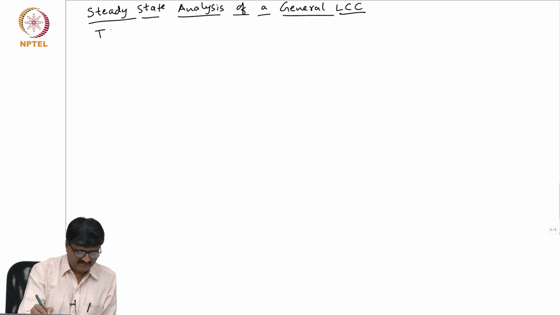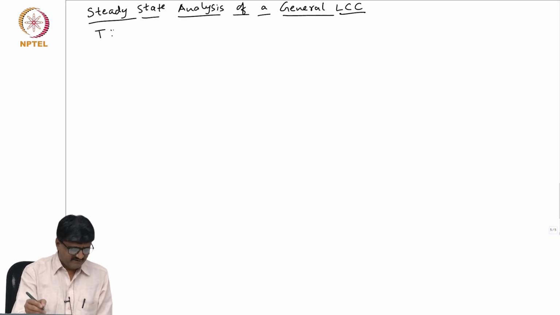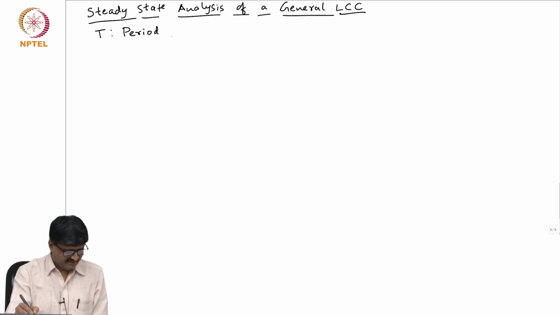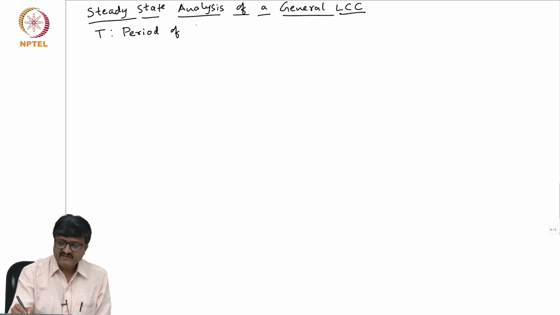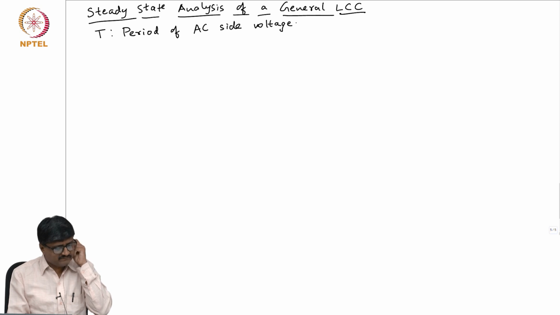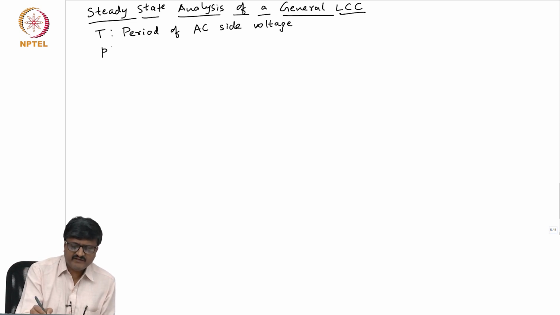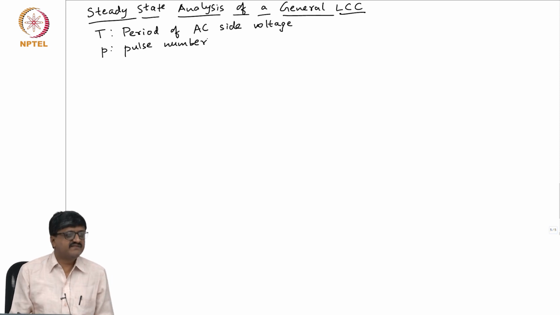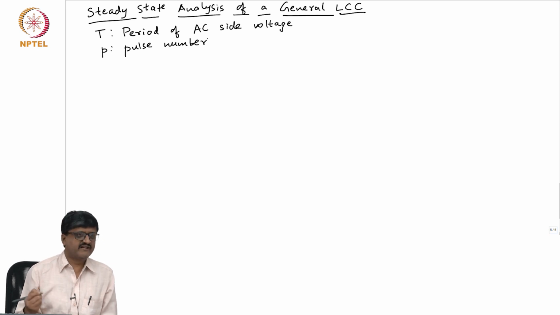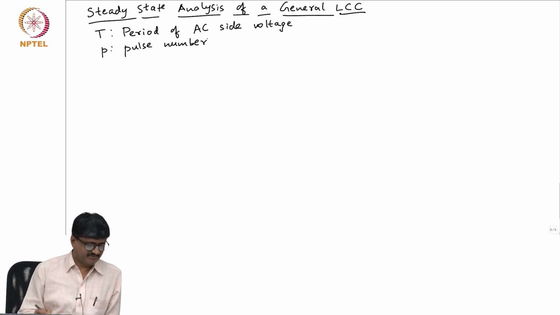So, what we will do is, first of all use some notations. T is the notation used for the period. This is in seconds or milliseconds. T is the period of AC voltage or AC side voltage. We already used this notation P, lowercase p, for pulse number. For the circuit that we studied in detail, this pulse number P is 6. We will consider another value of pulse number, that is 12, much later in the course.